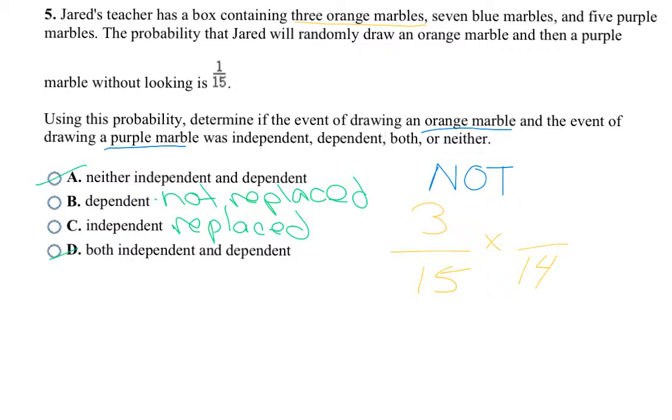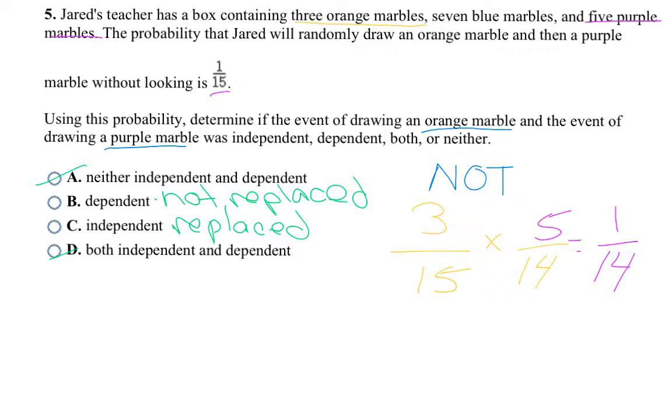So I know that there are 5 purple marbles in the bag. And so since the orange one is sitting out, there's still 5 purple marbles in there. So that means that the 5 isn't going to be reduced this time, just the denominator. And so I go ahead and multiply those out, and I get 1 out of 14 as my probability once it's reduced.